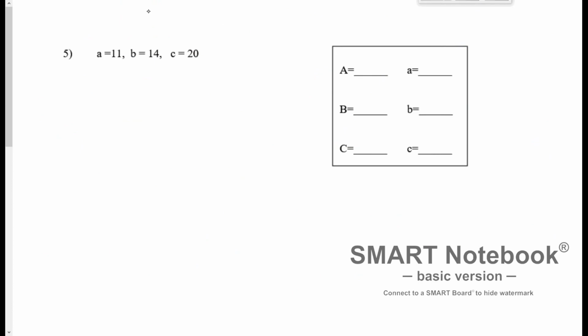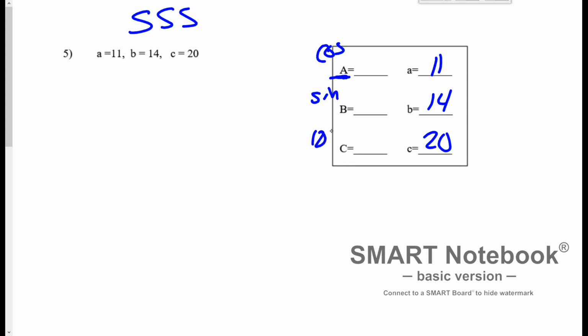All right, so on this one I'm given three sides. So whenever I get three sides, I'm going to use the law of cosines to find one of them. So I'm given A, I'm given B, and I'm given C. So I'm going to use the law of cosines to find angle A. And then once I find that, I'm going to use the law of sines to find angle B. And then I'll add those up and subtract from 180 to find angle C.